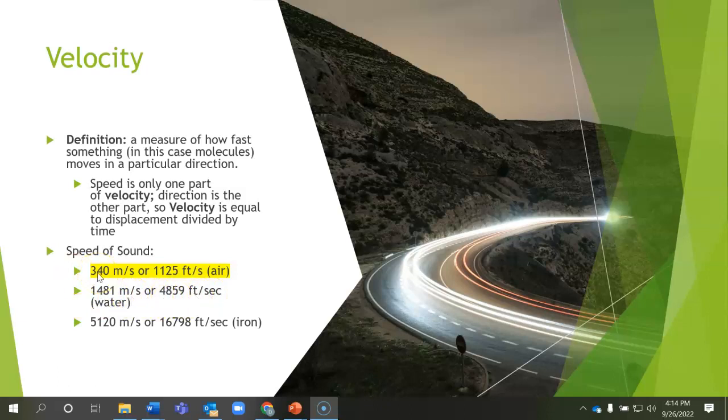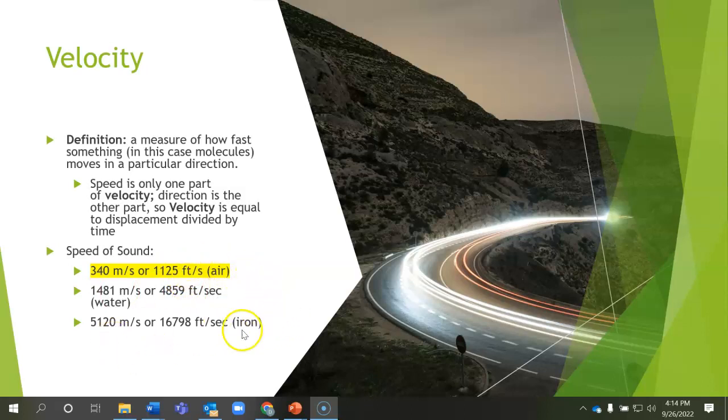So we're looking at 340 meters compared to 1,481 meters. This is almost 5 times as fast, about 4.5 times faster through water than through air.